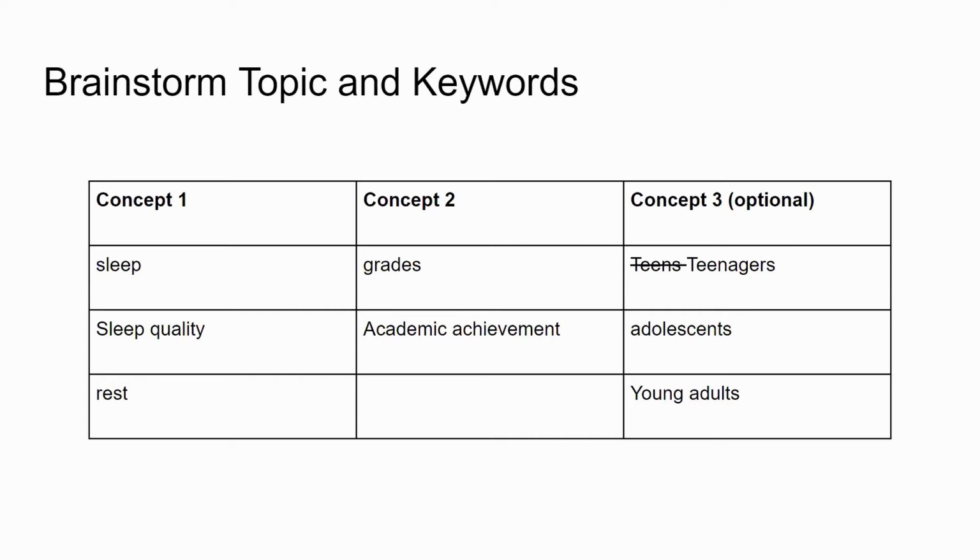What vocabulary would scholars use? How might they be using different words to mean the same thing? In my chart, I've chosen teens as one of my concepts, though it may be more appropriate to use teenagers, adolescents, or young adults. I think we're ready to try searching.